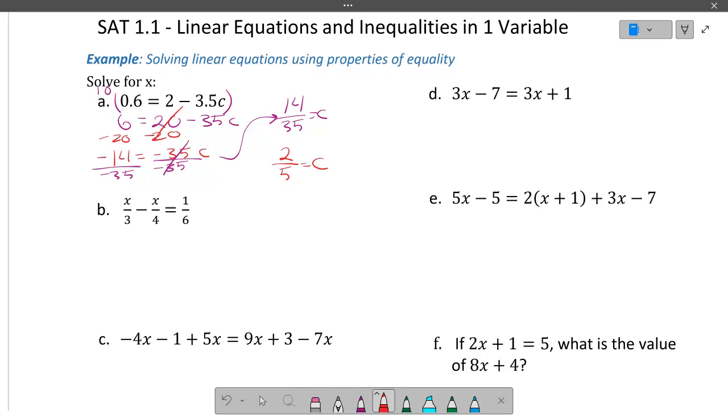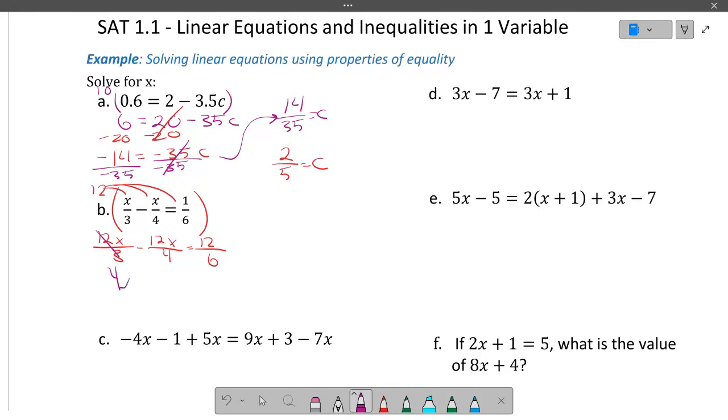Just like if we're trying to add or subtract fractions, we have to have a common denominator. Okay, we want to find the least common denominator, but instead of rewriting all of these to have a denominator of 12, what we can do is multiply all of the fractions by 12, because I'll have 12x over 3 minus 12x over 4 equals 12 over 6. Well, what happens if I have 12 over 3?